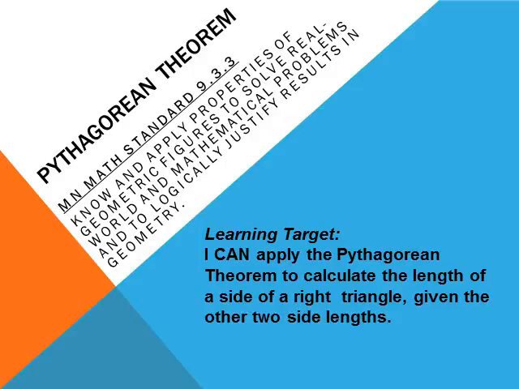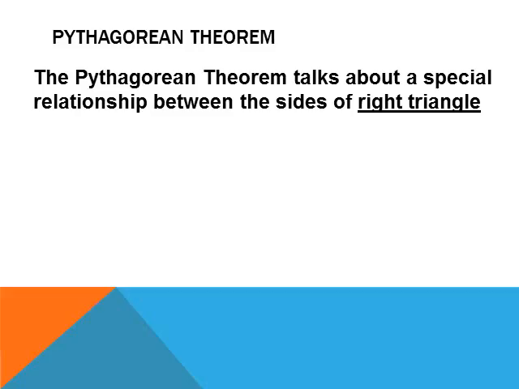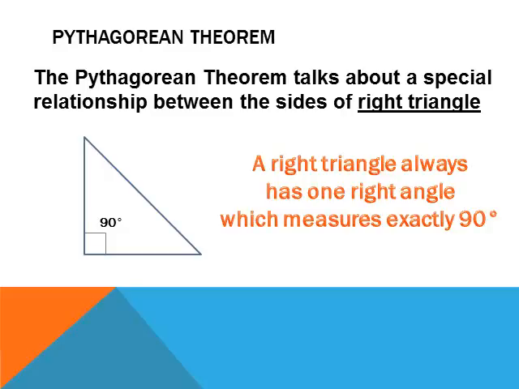But first, let's review. The Pythagorean theorem only deals with right triangles. Here's a picture of one. A right triangle always has one right angle, which measures exactly 90 degrees. So a right angle equals 90 degrees. A right angle is denoted with that box you see in the corner.